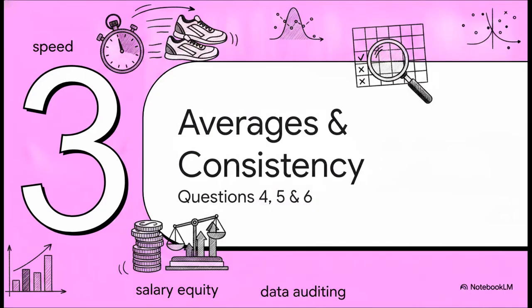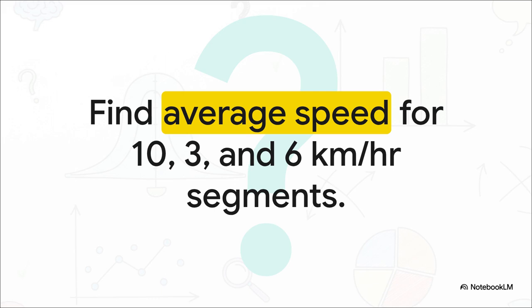Okay, section 3, averages and consistency. This is questions 4, 5, and 6, where we unpack real-world applications like speed, salary equity, and data auditing. Question 4 is a famously deceptive trap. We have a cyclist traveling 3 consecutive 1-kilometer stretches at totally varying speeds, 10, 3, and 6 kilometers per hour.